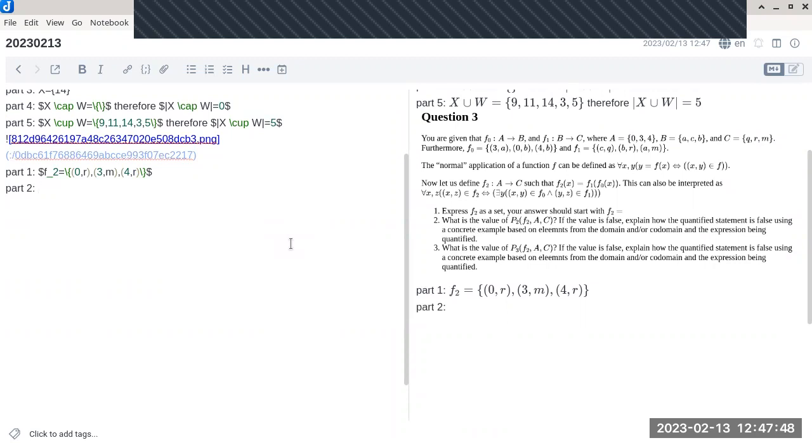Okay. So part 2 is asking what is the value of P2 as a predicate of f2, A, C. If the value is false, explain how the quantified statement is false using a concrete example based on elements from the domain and/or codomain and the expression being quantified. All right, so the first question is, what is P2?